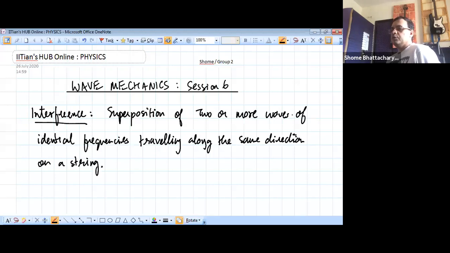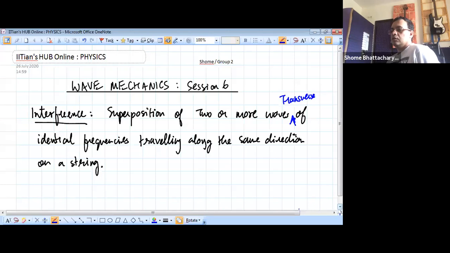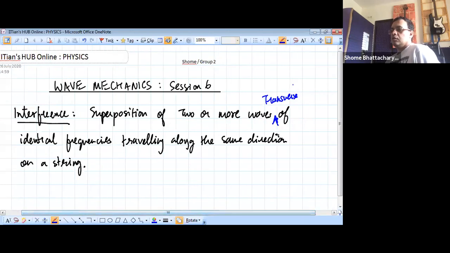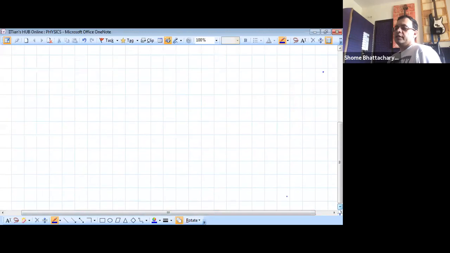And here, remember, when we are talking about waves, we are still specifically in the domain of transverse mechanical waves. Okay. We will come to sound waves and their interference, etc. in the next chapter. We are still in the domain of transverse mechanical waves. Okay, so let's quickly recap the mathematics part.